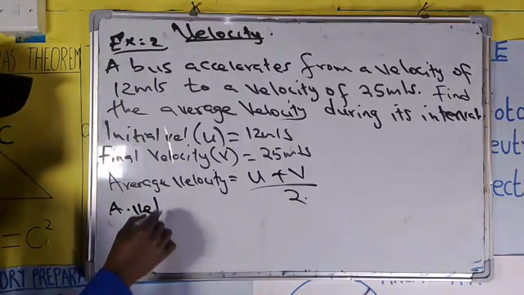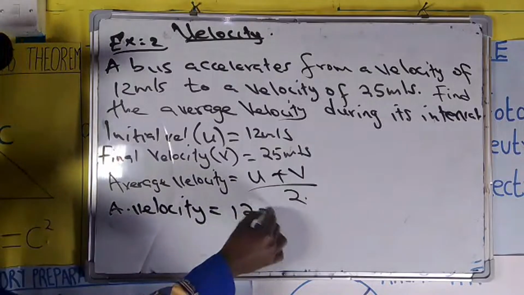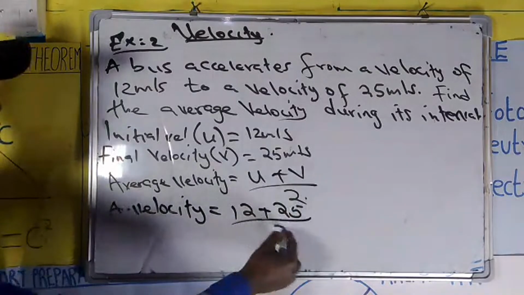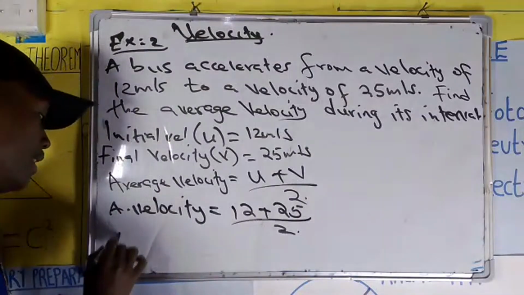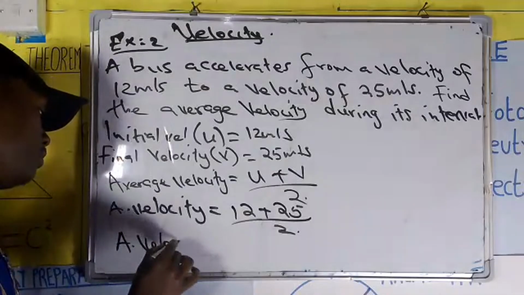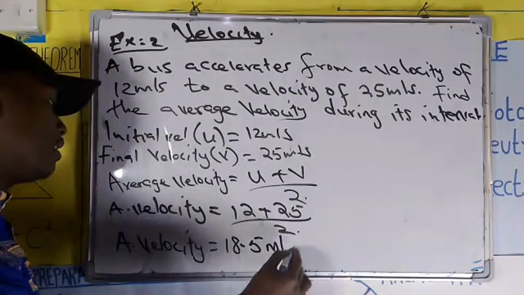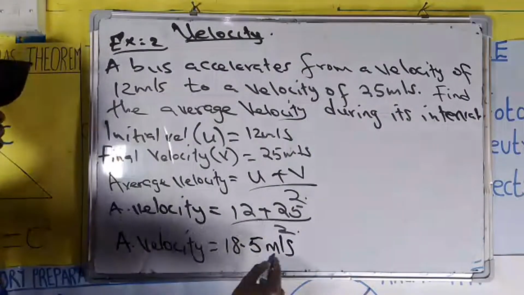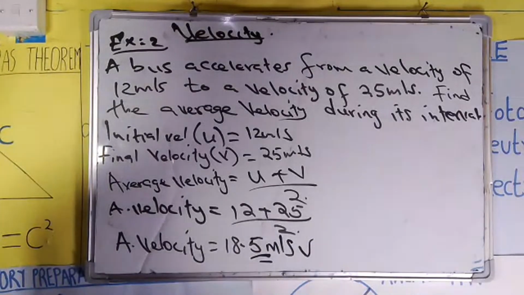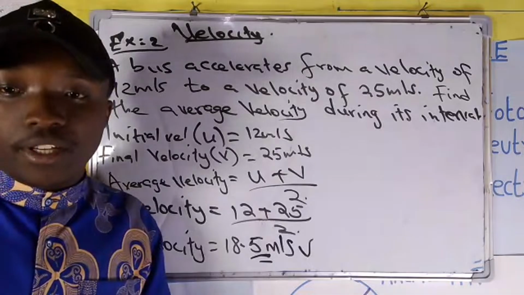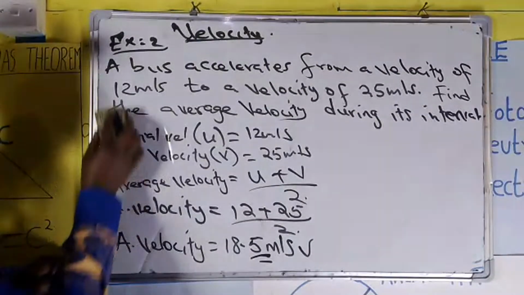So average velocity will be initial velocity, which is 12, plus final velocity, which is 25, divided by 2. So 25 plus 12 is 37. 37 divided by 2 is equivalent to 18.5 meters per second.